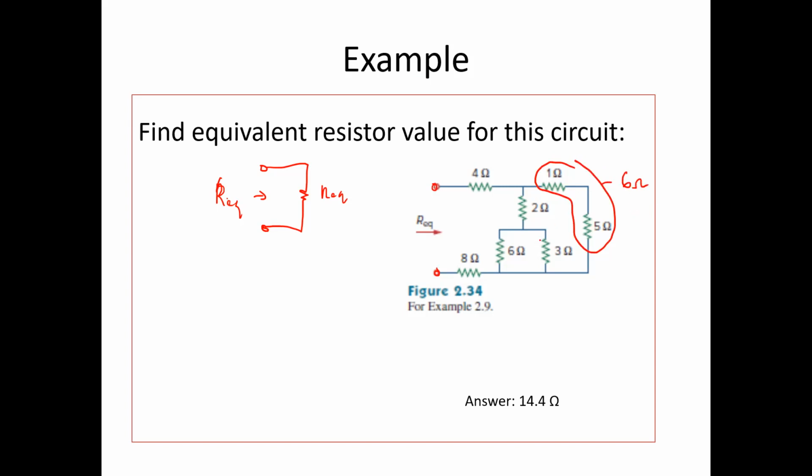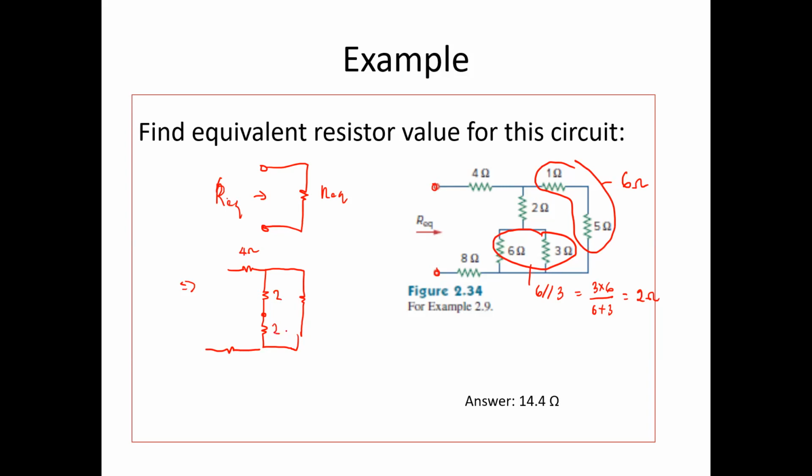Okay, and this one is actually parallel, so 6 parallel with 3: 3 multiplied with 6 over 6 plus 3, so this is 18 over 9, so this becomes 2 ohms. Okay, so 2 ohms and 2 ohms. So right now we have simplified the circuit like this.